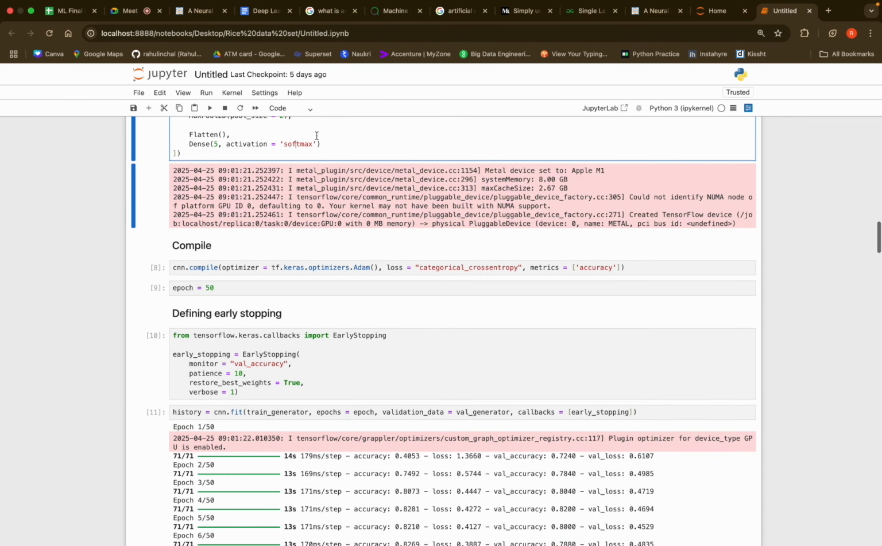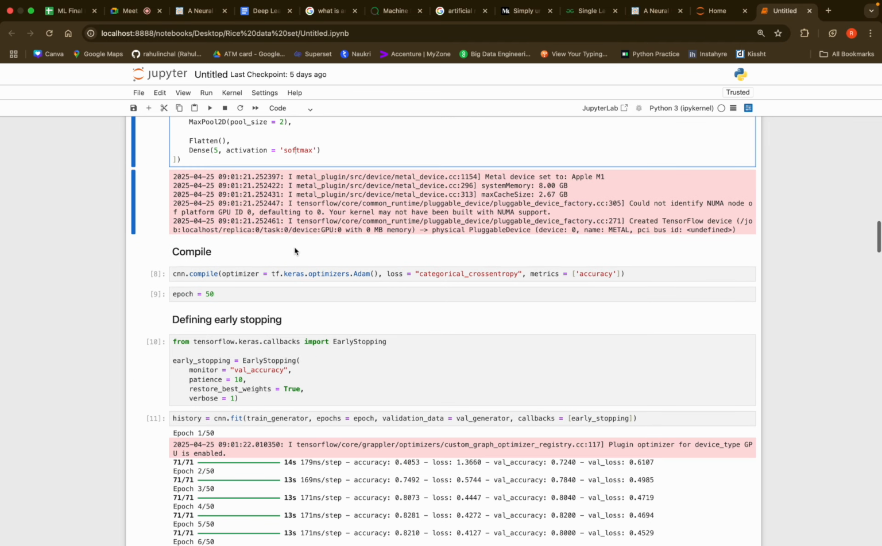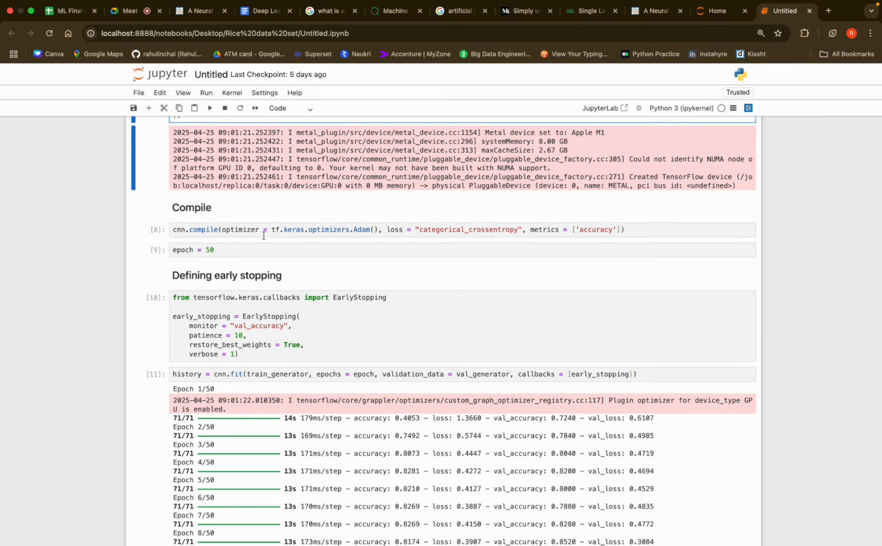Okay. After that, once my hidden layers are defined, I have to compile, keeping an optimizer in mind. Whenever in doubt, keep the optimizer as Adam. Loss is categorical cross entropy because it's my categorical data, and in metrics I want to analyze accuracy.